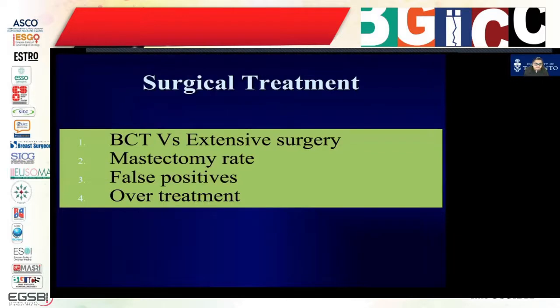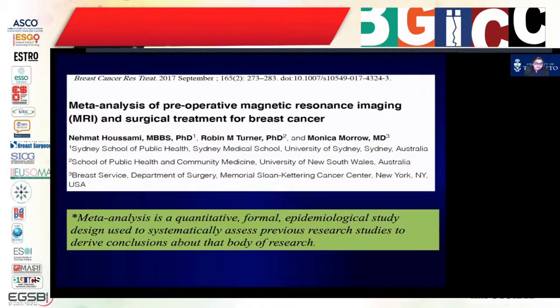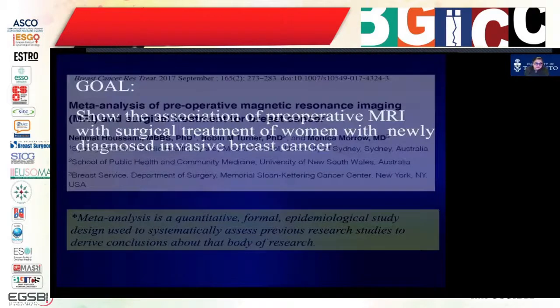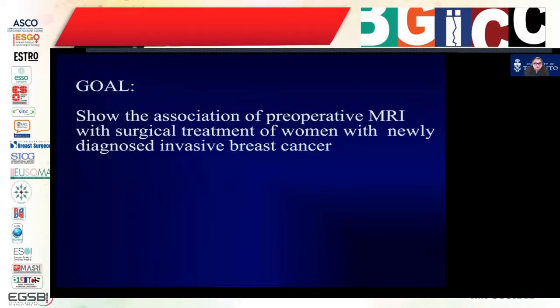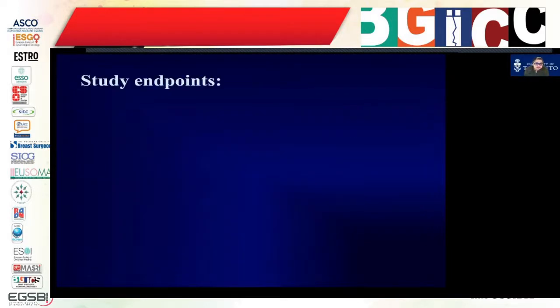So breast conservation versus extensive surgery, mastectomies, false positives, and overtreatment. There's a huge meta-analysis that was published by Nehmet Husami et al. in 2017, wherein they looked at multiple studies systematically to derive conclusions about the body of the research. And their goal was to show the association of preoperative MRI with surgical treatment in women with newly diagnosed invasive breast cancer. So there were 19 studies that they pooled, and there were over 85,000 subjects.